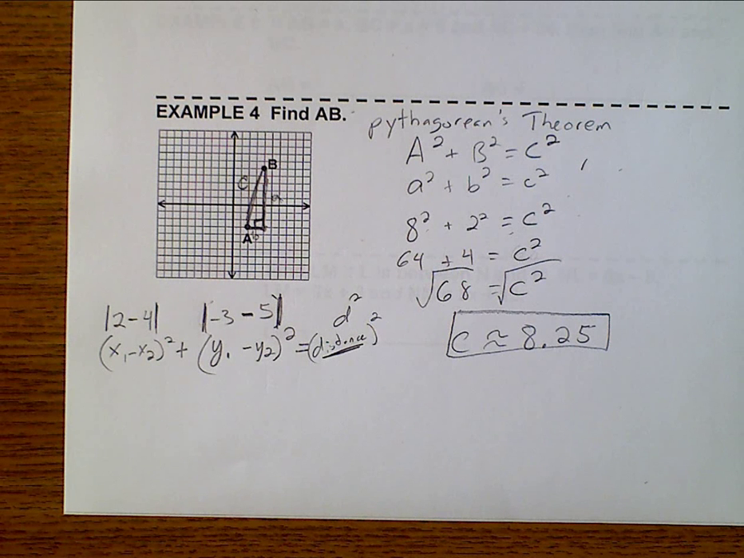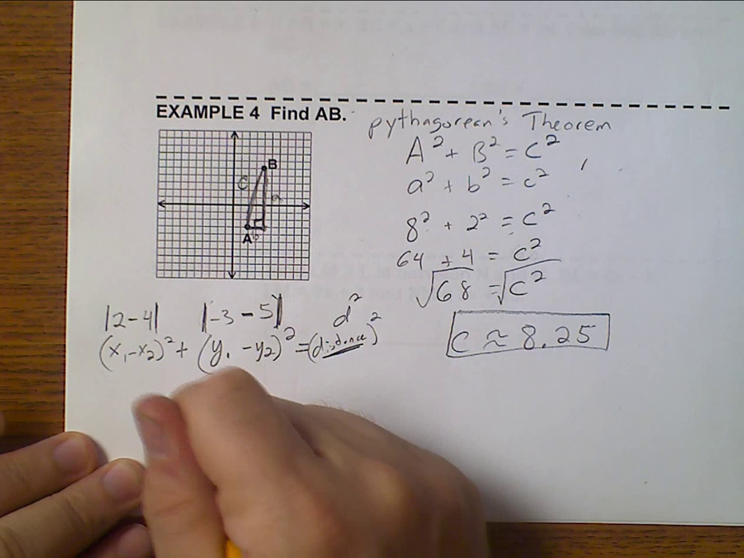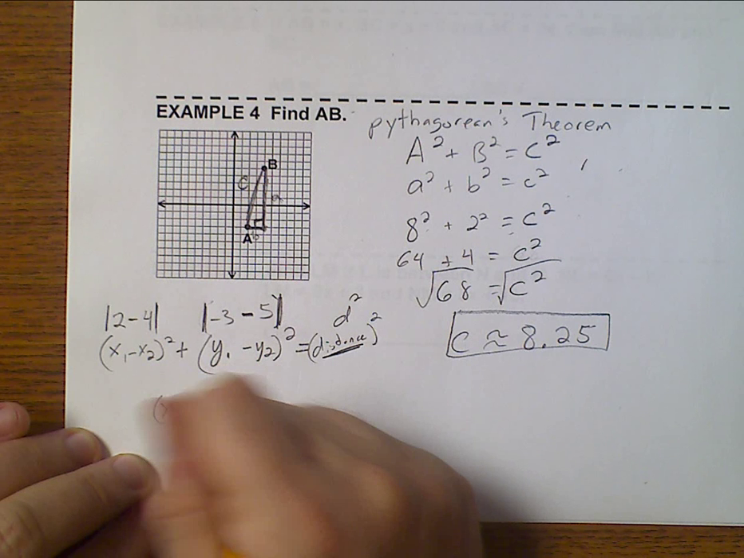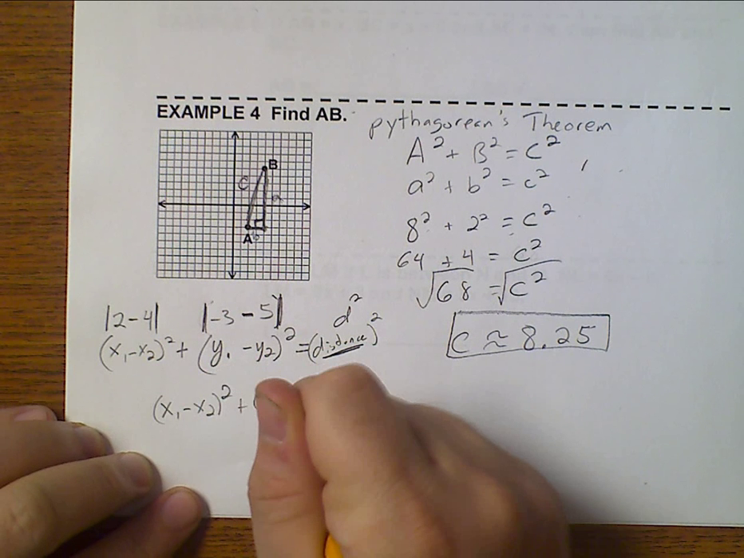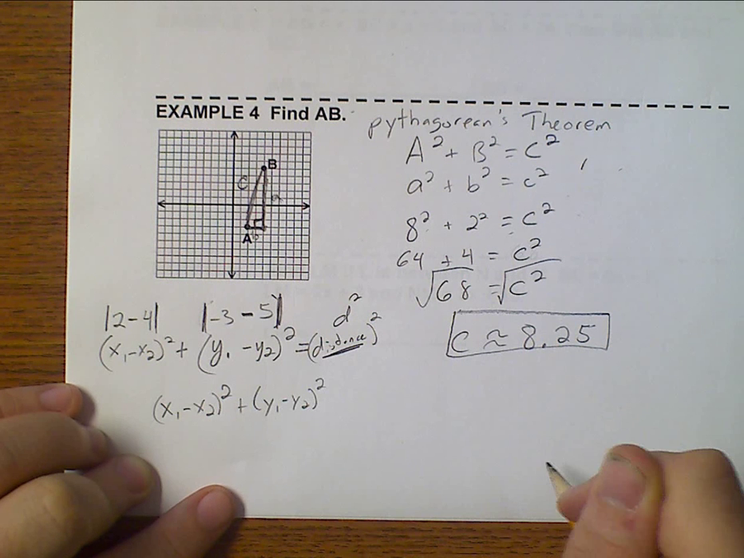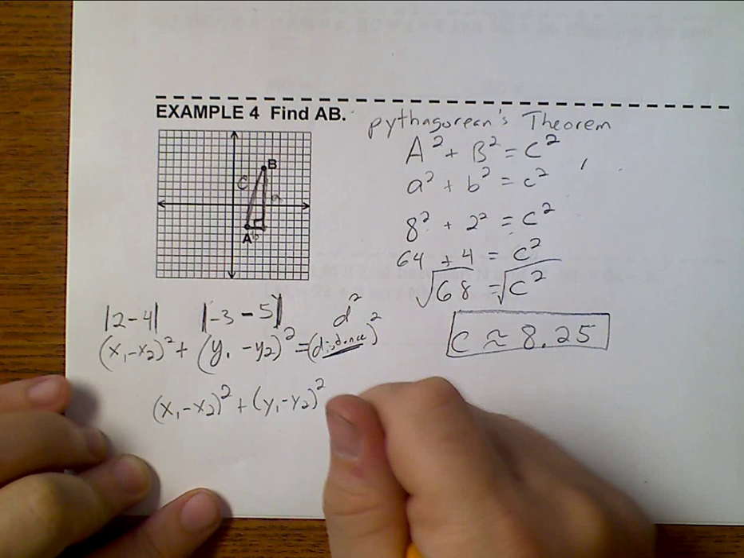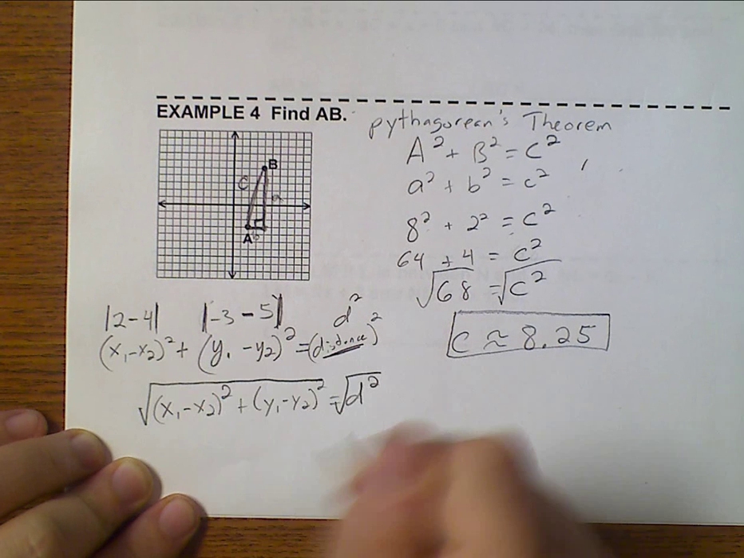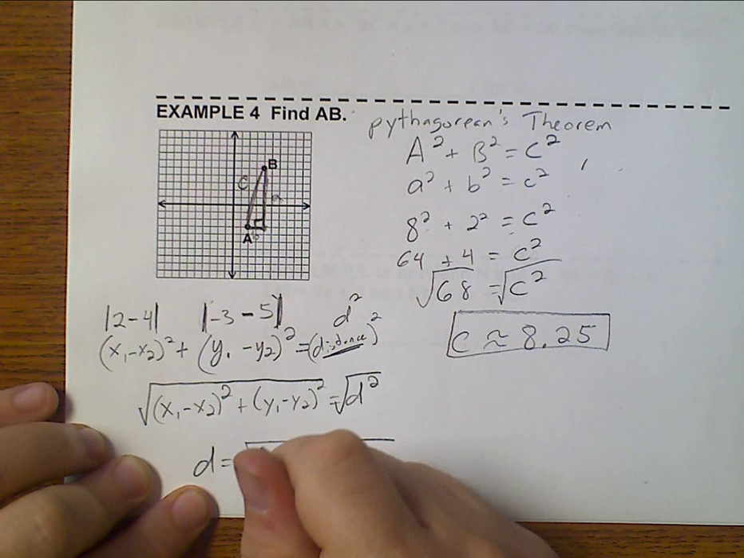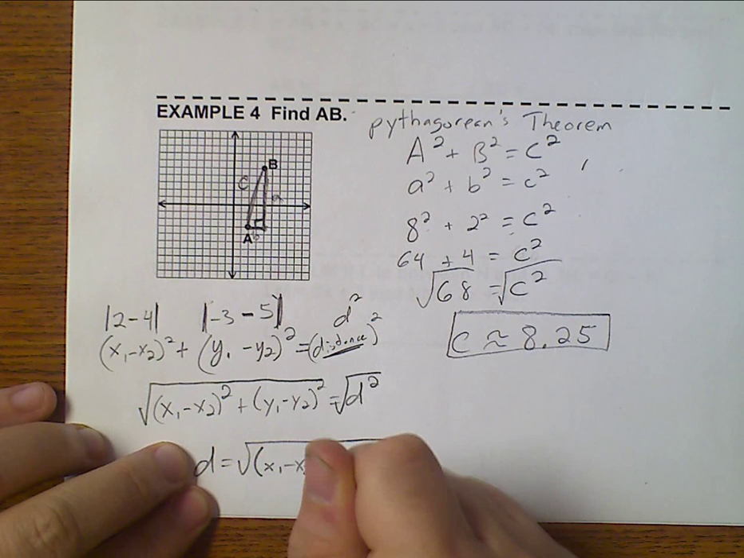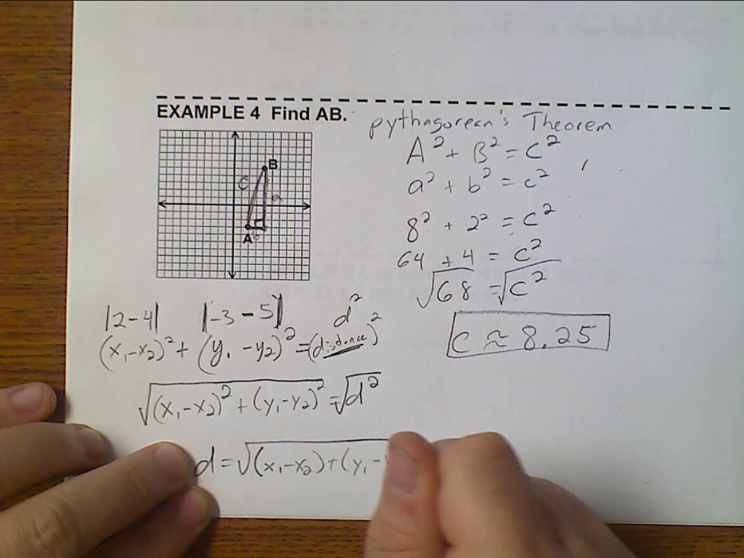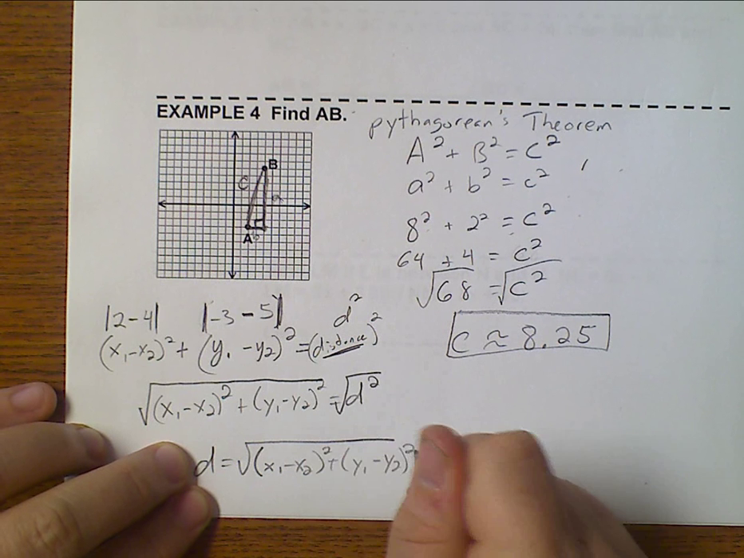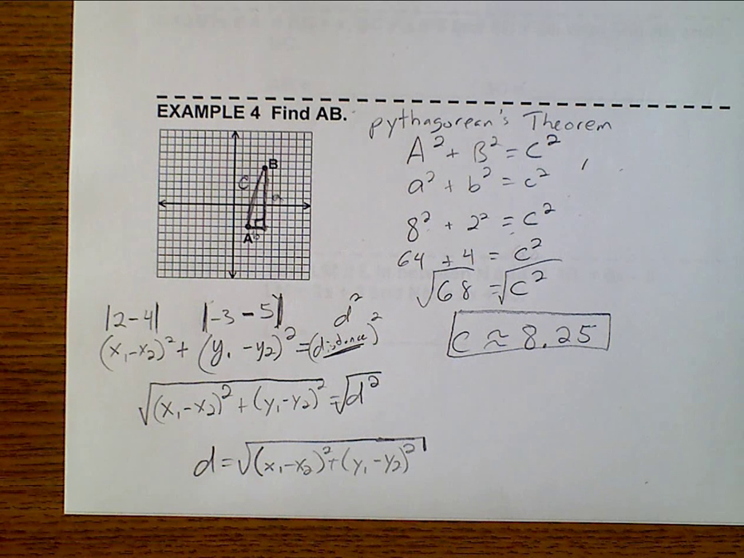Well, I don't want d squared, I want to know what d is. Well, the opposite of that, if I take x1 minus x2, and I square it, plus y1 minus y2, and I square it, if I take the square root, I get that d equals the square root of x1 minus x2 plus y1 minus y2, and both of these are squared on the inside. And so this actually is our distance formula.